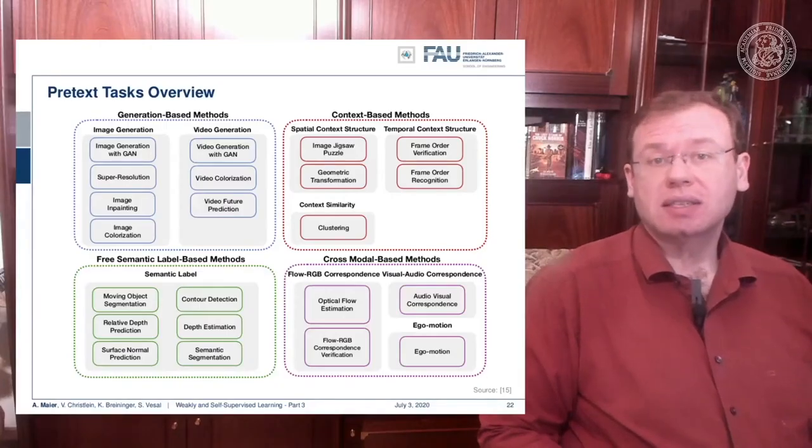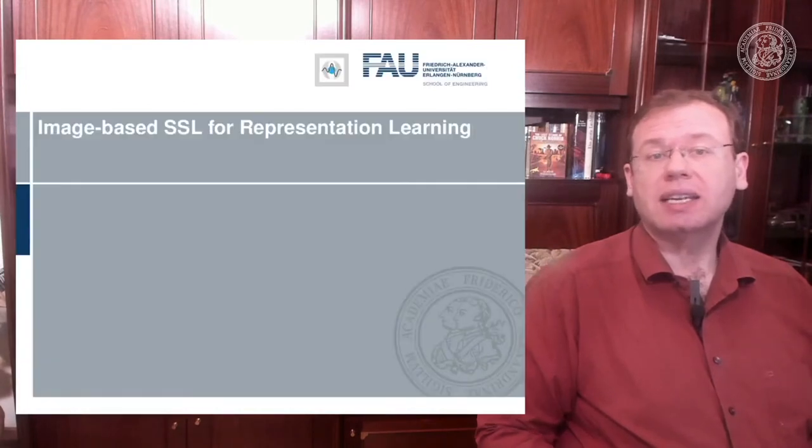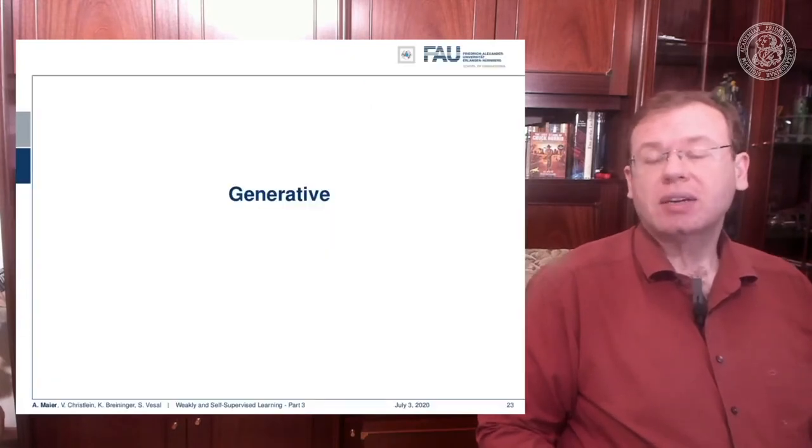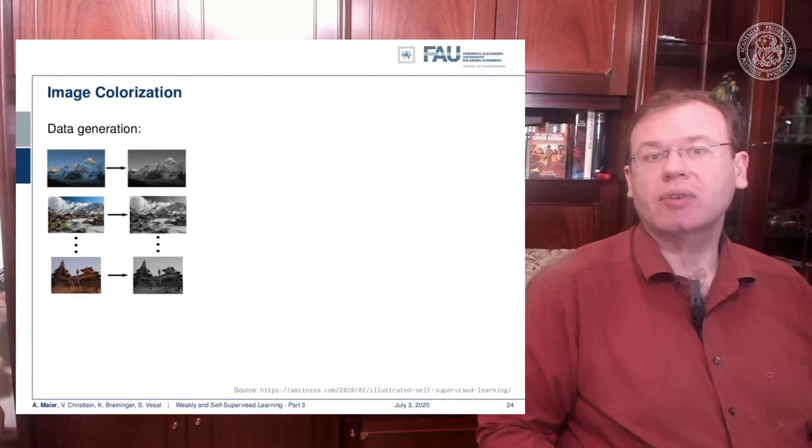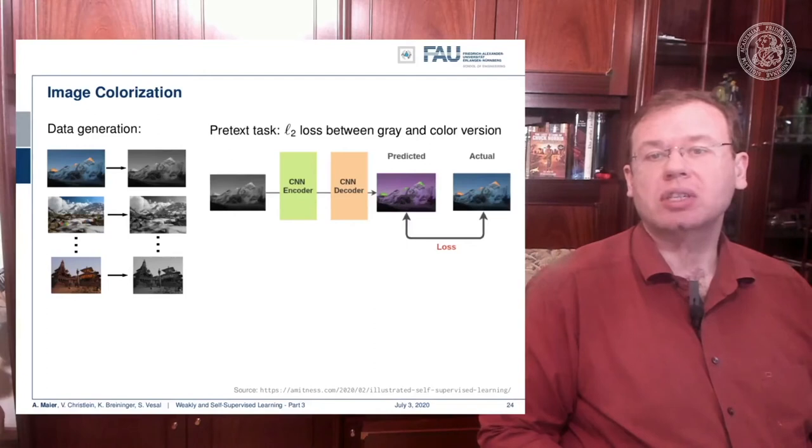So let's look into this in a bit more detail and look at image-based self-supervised learning techniques to refine representation learning. The first idea are the generative ones. So you can, for example, do image colorization. That's very easy to generate labels. So you start with color images, compute essentially the average over the channels that gives you a gray value image, and then you try to predict the original color again. So you can use a kind of CNN encoder-decoder approach in order to predict the correct color maps.